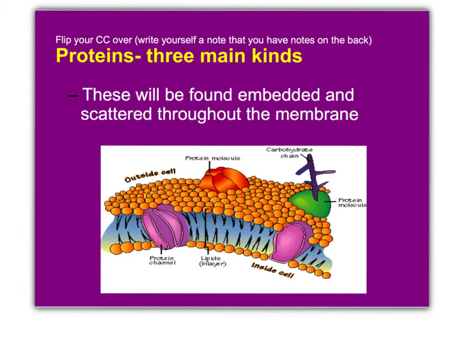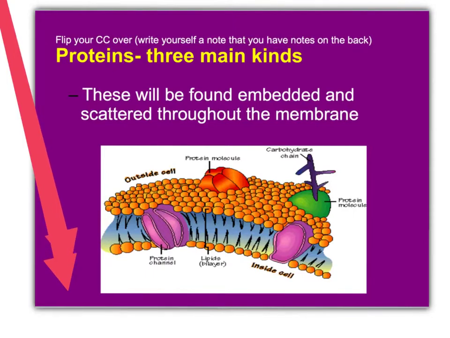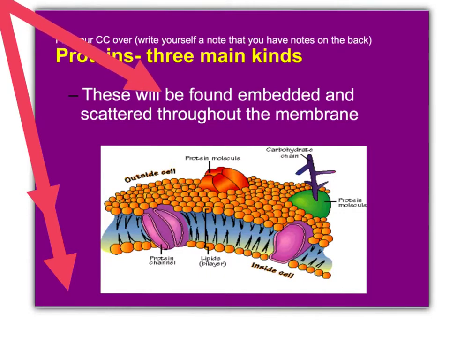Okay, not only do we have phospholipids, but there are also proteins. So the main component of a cell membrane is phospholipids. The second type of molecule found in a cell membrane is going to be proteins. When we get done talking today, you're going to need to identify the three main kinds of proteins, and they're going to be found embedded and scattered throughout the membrane.